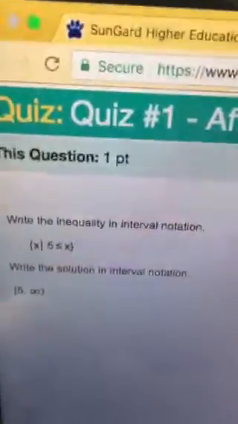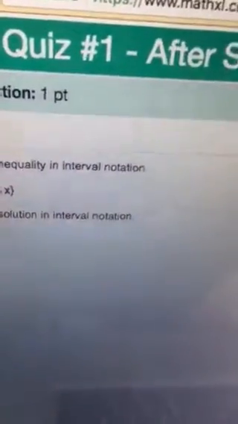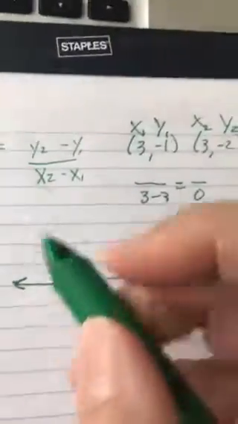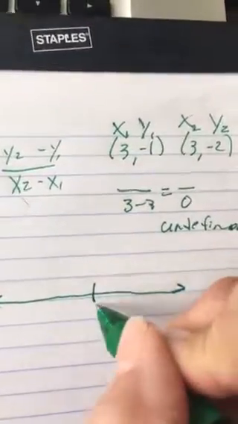Okay, next kind of problem. Next problem says, write the inequality in interval notation. Now, let me tell you about this. When you're writing from inequality notation to interval notation, what you want to do is draw a number line. And on that number line, you want to mark off what it gives you. So in this, it says 5 is less than or equal to x. So I'm going to come on my number line, and I'm going to put a 5. Now notice it says less than or equal to. So that means I'm going to put a closed circle.